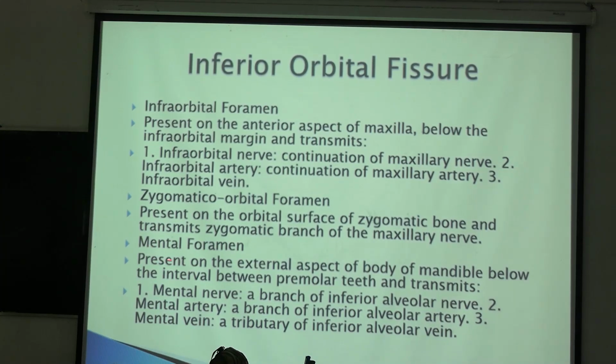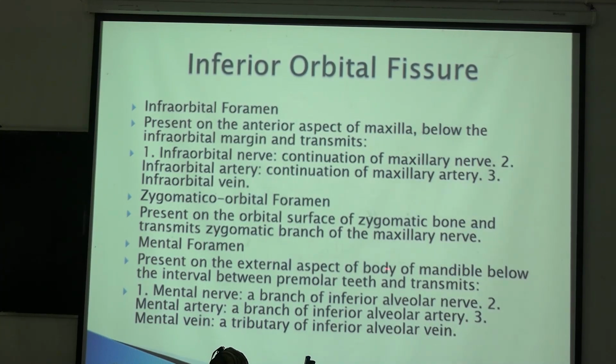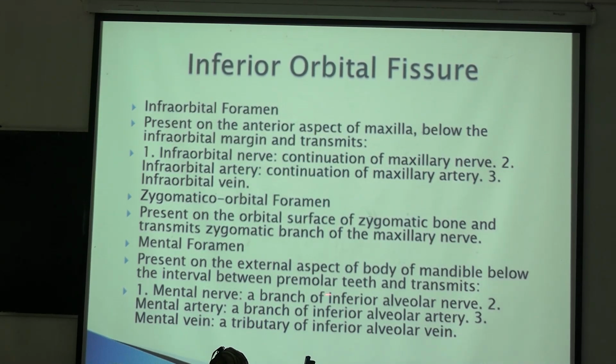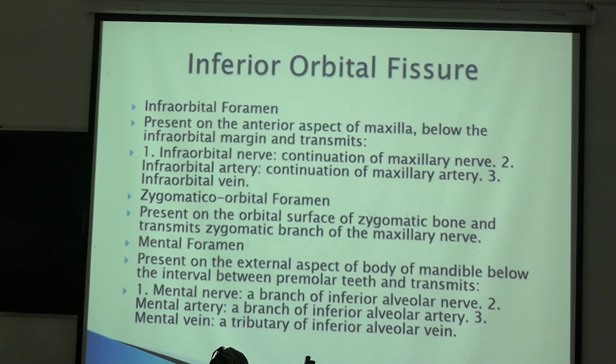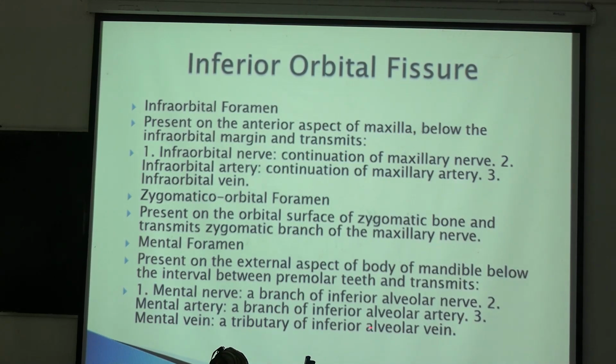The mental foramen is present on the external aspect of the body of the mandible below the interval between the premolar teeth and transmits the mental nerve, a branch of the inferior alveolar nerve, the mental artery, a branch of the inferior alveolar artery, and the mental vein, a branch of the inferior alveolar vein.